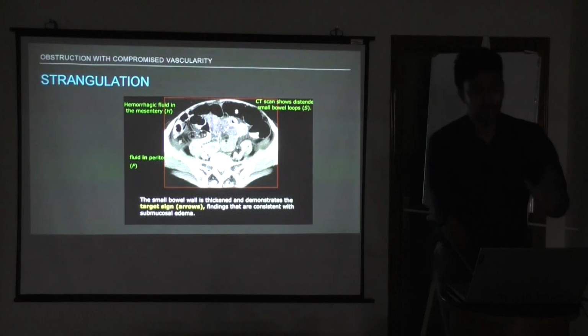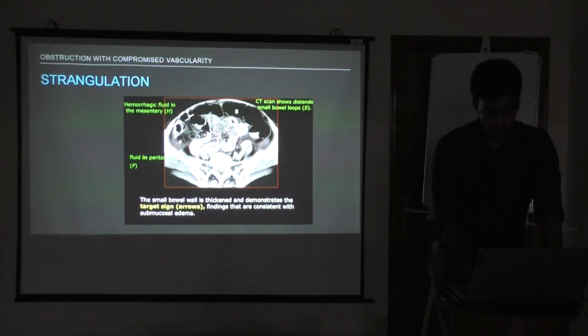So there should be some way to get it out. The body will tolerate only a certain amount of edema. After that it will just throw out the fluid. So if there is blood in the abdominal cavity in a patient with obstruction, that means he is going for strangulation and it is time to intervene. So again this is one typical sign, the target sign. I think I will tell you in the next coming slides.